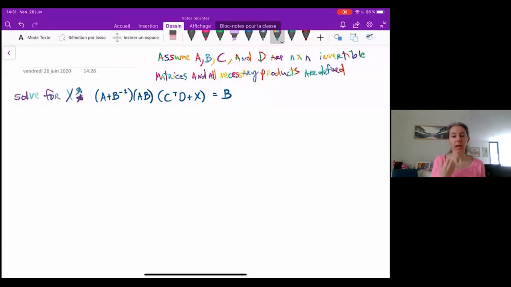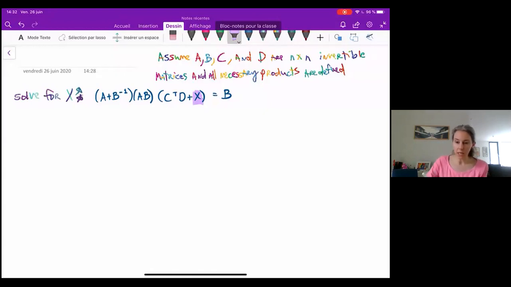So today we're going to solve this matrix equation: (A plus B) inverse times AB times (C transpose D plus X) equals B, and we want to solve for X. We're assuming that all of these, A, B, C, and D, are square n by n matrices, and we're also assuming this about X, and that all the necessary products are defined. Also that they're all invertible, so I can take inverses and multiply the things together if I need to. It's all going to work out.